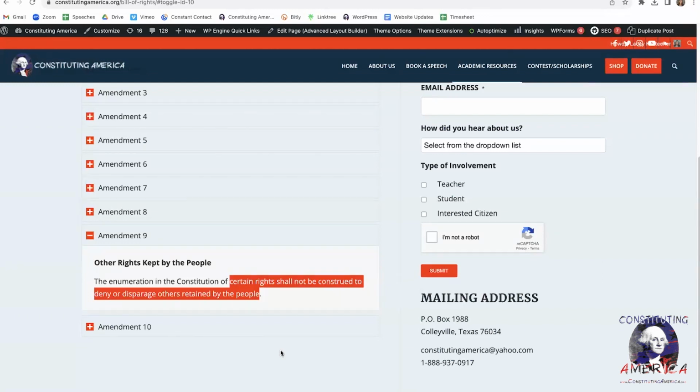So listing these rights, don't understand what we're doing here to mean that by listing these eight amendments we're disparaging other rights that the people retain. So in a practical way, that may mean that listing the right to keep and bear arms does not then deny or disparage some other right, because this rights list is not exhaustive.